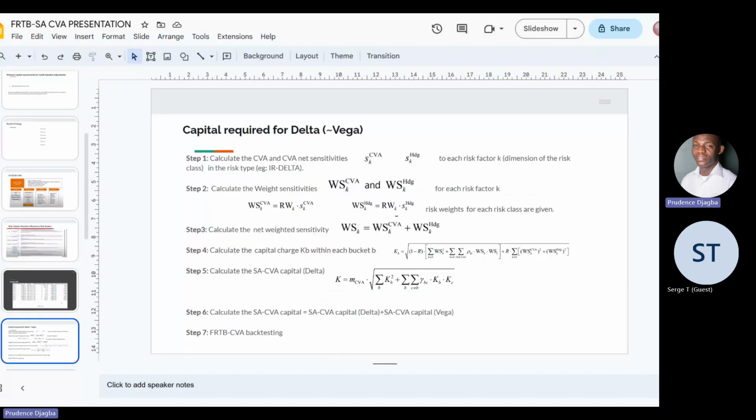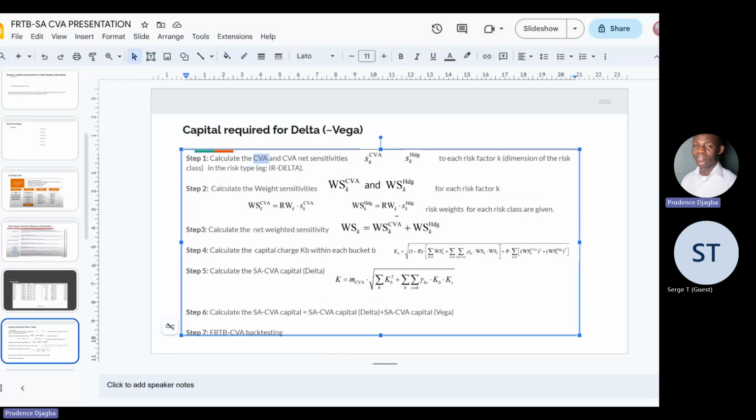So those are the different steps to calculate the delta risk. First, what we need is to calculate the CVA. In the previous one, we evaluated the CVA of a financial derivative, an American option. So we need to evaluate the CVA, and then from that CVA we can evaluate the CVA net sensitivities. In the next slide, I will show how we can evaluate those CVA net sensitivities.